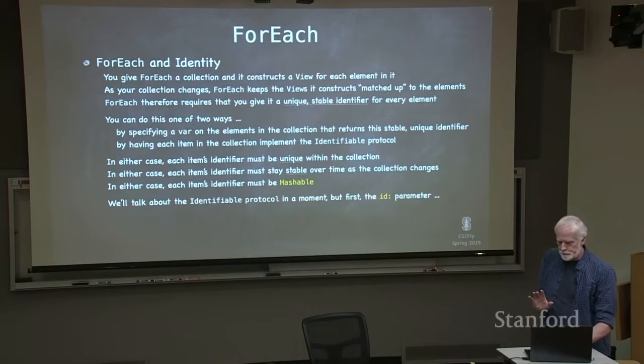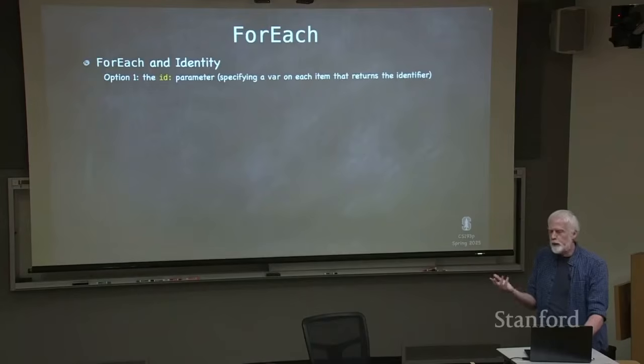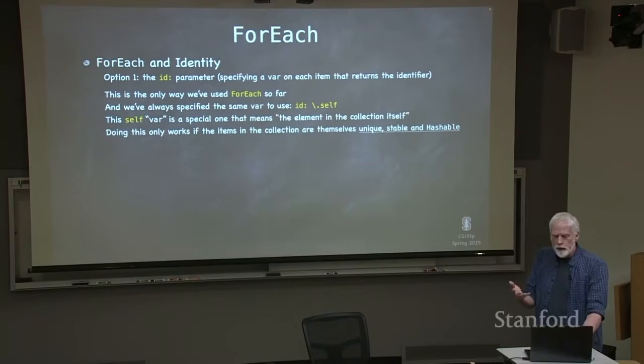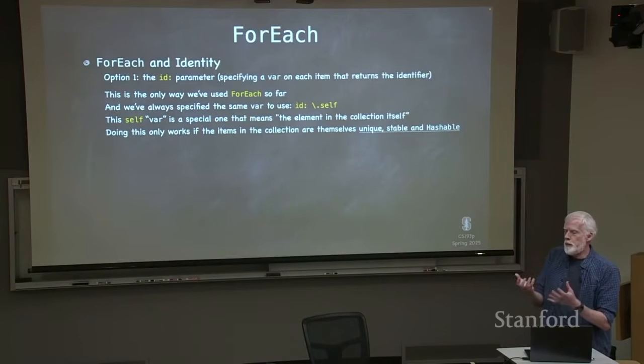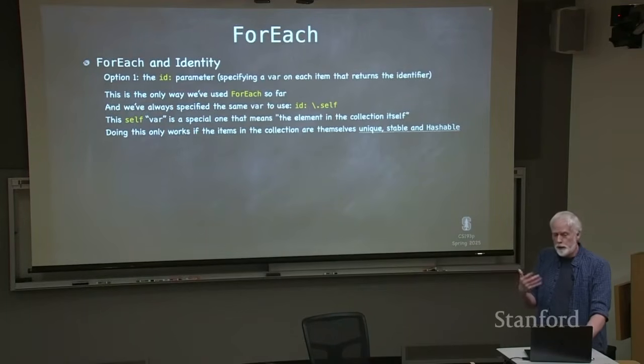And we're going to see that that could be a problem with the way we've been doing it so far with indices, all right? So I'm going to talk about the identifiable protocol in a minute, but first let's talk about just the first way up there, which is using a var on your thing in the collection, to uniquely and stably identify it. And you do that with the ID parameter, right? Everybody knows that. We've been doing ID \self, but the ID parameter lets you specify any var, actually. Of course, if you use \self as your unique stable identifier, that means that you yourself are hashable and unique inside that collection, right? And you stay the same. You're stable as the thing changes.